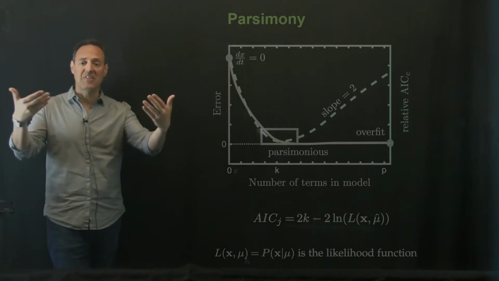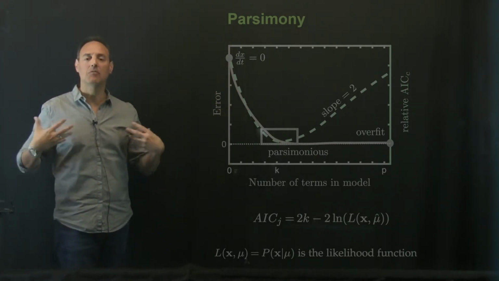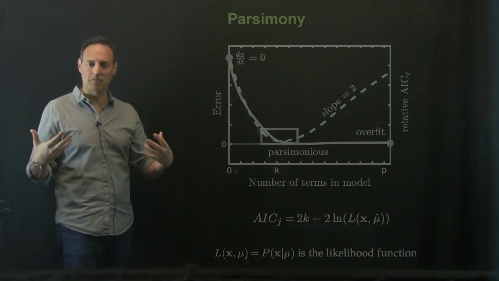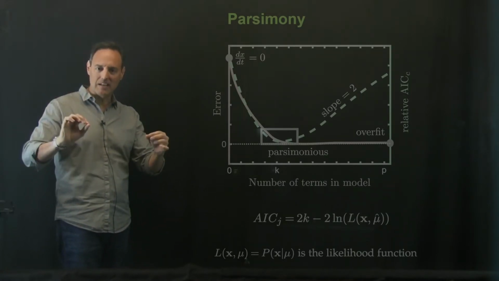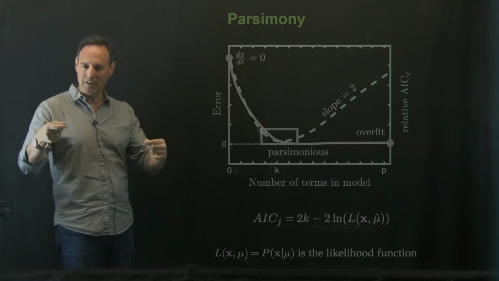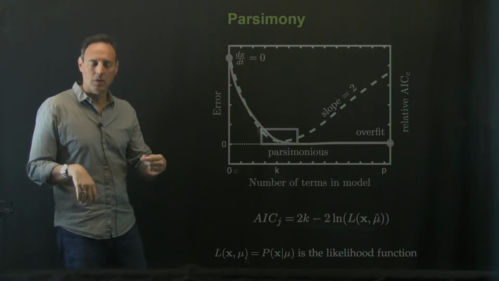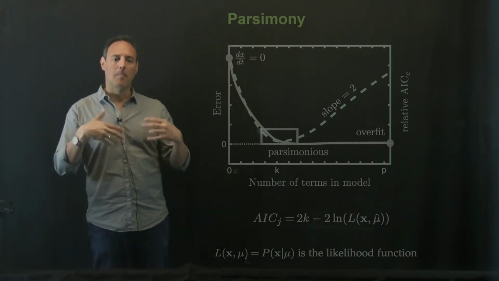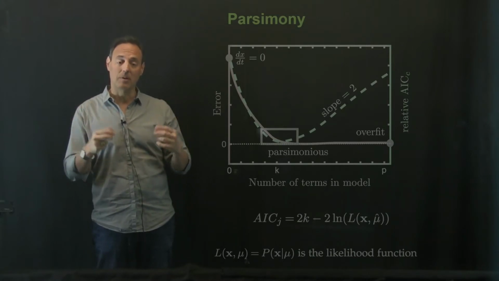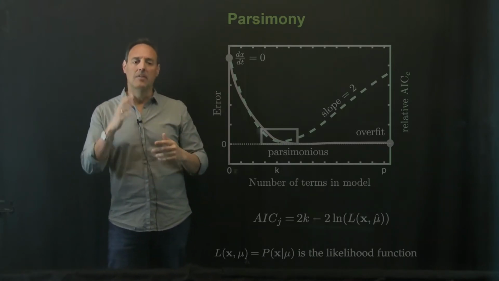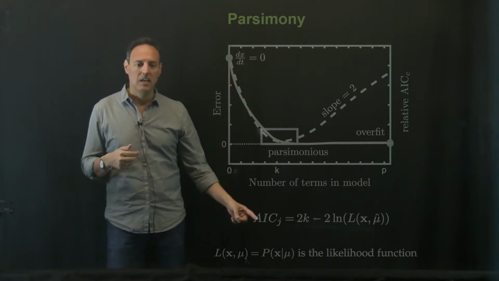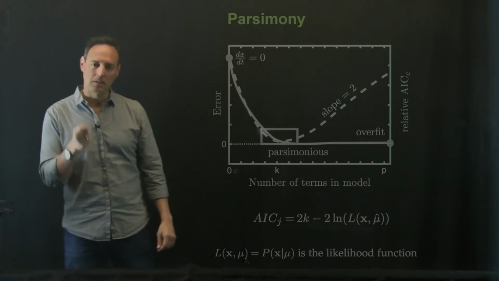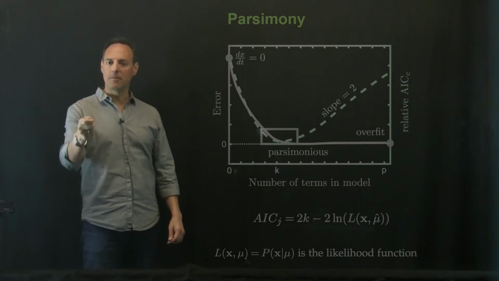Now if you give me 1,000 data points, I can give you a model with 1,000 degrees of freedom, and I can give you 0 error. But the problem with that is I've massively overfit that data. So the idea of parsimony, or what's called a Pareto front analysis, is to look at the error versus this complexity. And what AIC does, it penalizes the information by the number of terms.